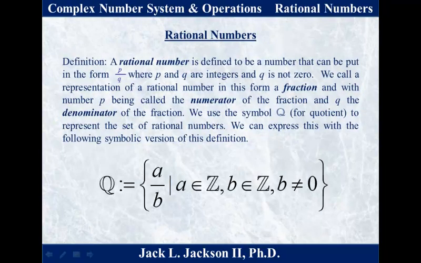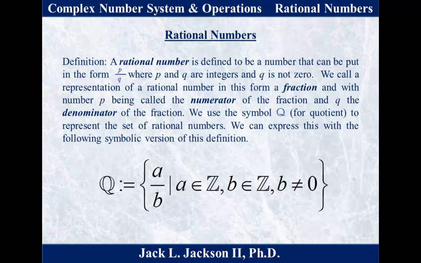And fractions are what we call rational numbers. So we define a rational number to be a number that can be put in the form P over Q, where P and Q are integers, and the one at the bottom, the Q, the denominator, is not zero. We call this representation of a rational number in this form a fraction, with the number P being called the numerator of the fraction and Q the denominator. We use the symbol Q for quotient. Remember, the answer to a division. This is basically a division, P divided by Q, or down here I have A over B. It is Q for quotient, because that's the answer to a division problem.